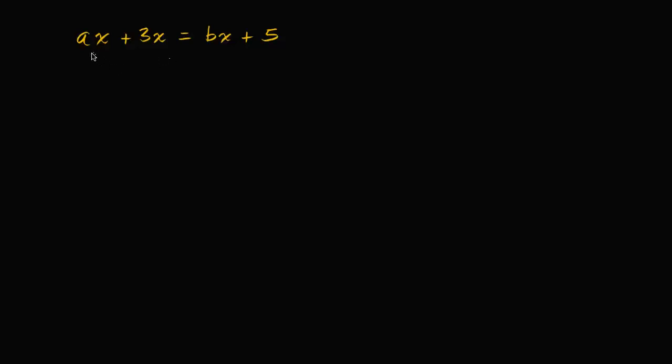So we have an equation. It says ax plus 3x is equal to bx plus 5. And what I want to do together is to solve for x. And if we solve for x, it's going to be in terms of a, b, and other numbers. So pause the video and see if you can do that.